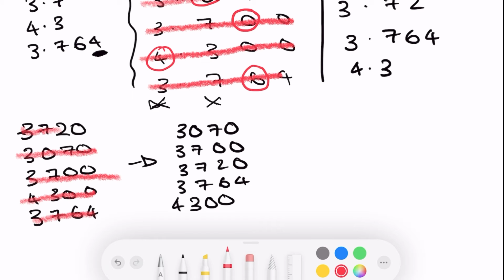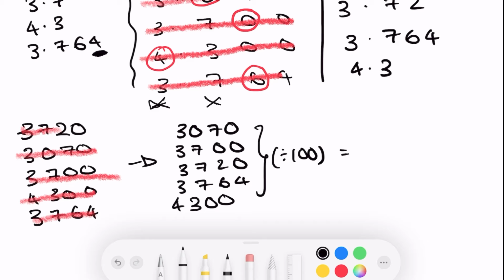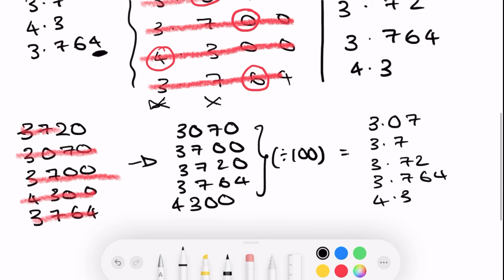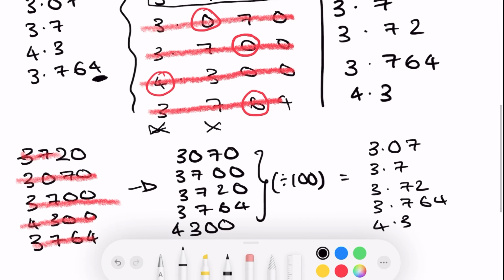Okay. Now we can then divide by 1,000. So take the whole thing and divide by 1,000. And we should get the same as what we got before. So we should get 3.07, 3.7, 3.72, 3.764, and 4.3. Is this the case? Do we have a perfect match? Yes, we do. So we know our answer is correct.